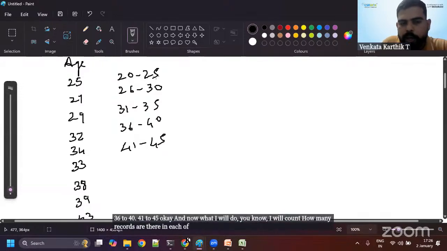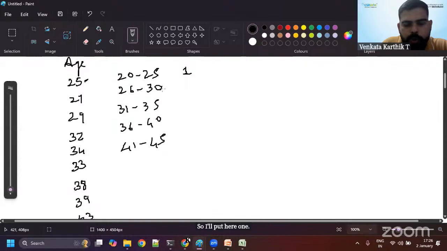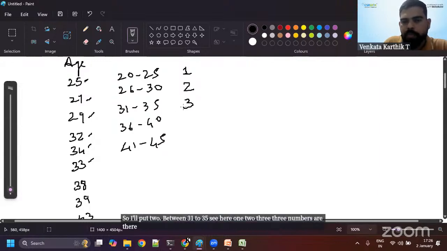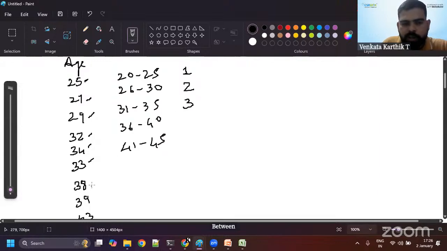Between 20 to 25, how many numbers are there? Only one number, so I'll put one here. Between 26 to 30, 27 and 29, two numbers, so I'll put two. Between 31 to 35, 1, 2, 3, three numbers, so I'll put 3. Between 36 to 40, two numbers, so I'll put 2. And here there is one number.